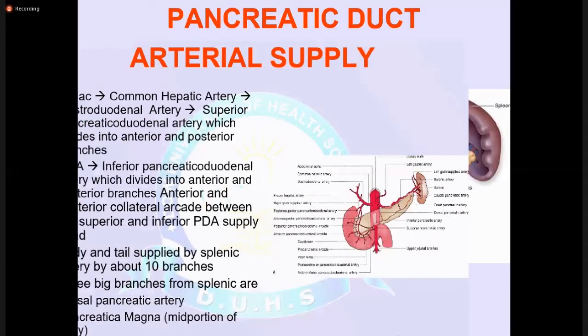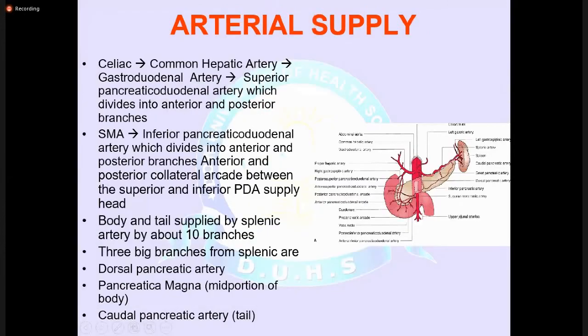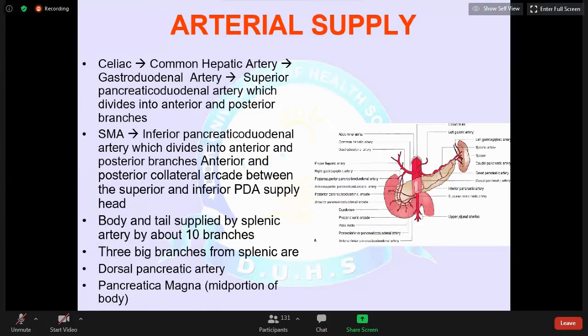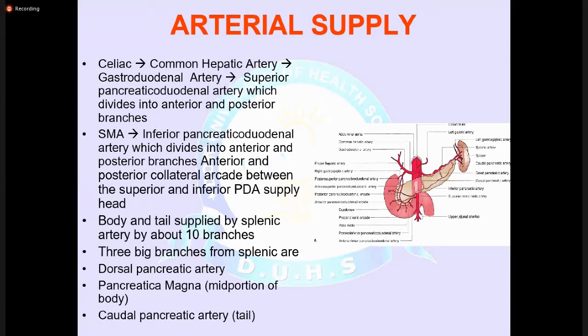The arterial supply to the pancreas is by the celiac artery, which gives you the common hepatic artery. You have the superior pancreatoduodenal artery supplying the pancreas, and you have the inferior pancreatoduodenal artery. The superior pancreatoduodenal artery is a branch of the gastroduodenal, which is ultimately a branch of the celiac trunk. The inferior pancreatoduodenal artery is a branch of the superior mesenteric artery.